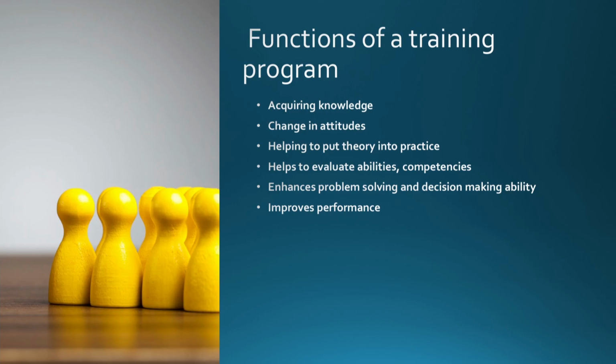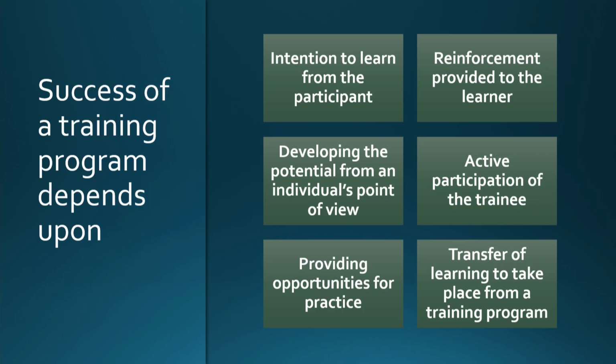Functions of a training program. A training program is meant to give knowledge, change in attitude, which is through behavioral training, helping to put theory into practice, which they have learnt in their colleges, helping to evaluate abilities and competencies, who is better than whom, enhancing problem solving and decision making abilities, and improving performance. This is the ultimate goal of the organization, to improve individual performance, which eventually will improve the organizational performance.